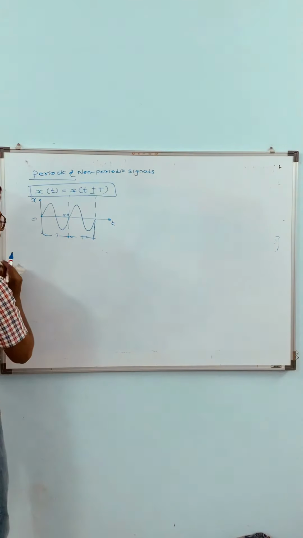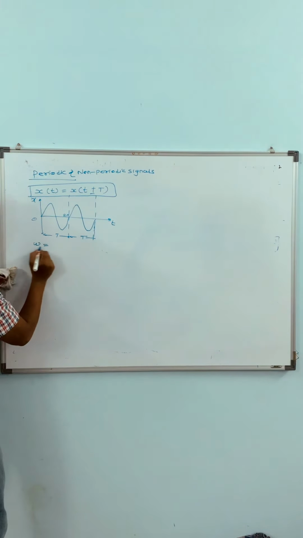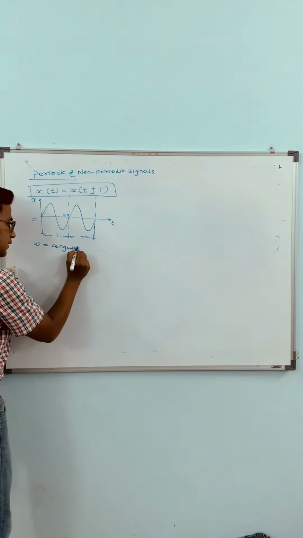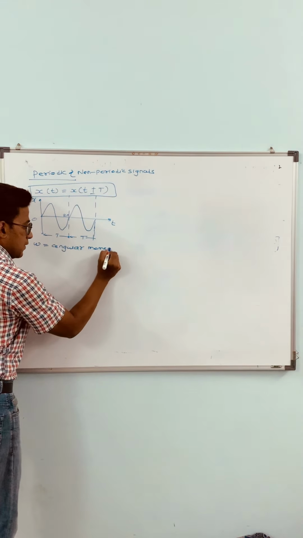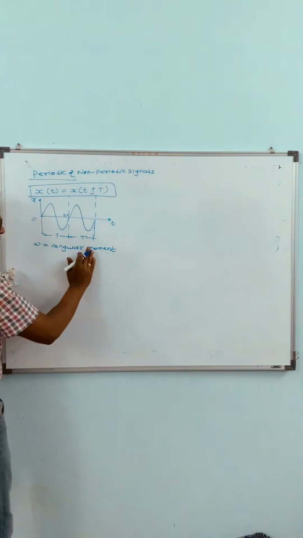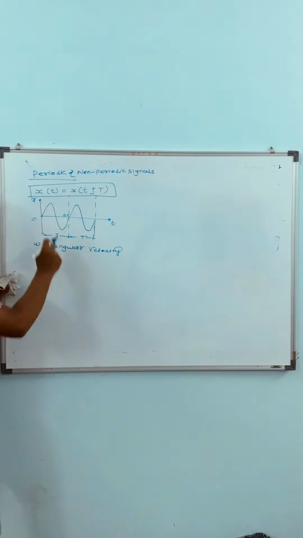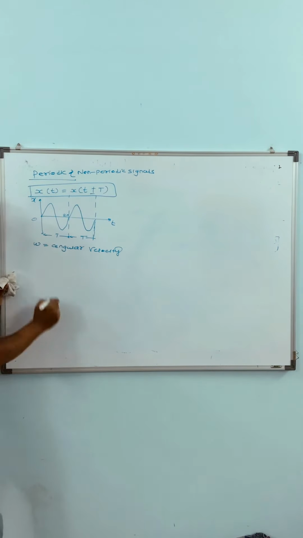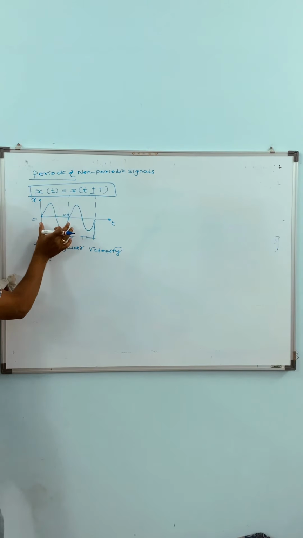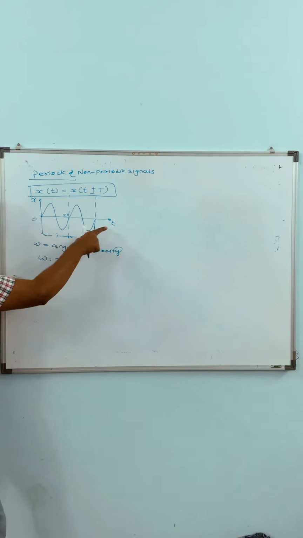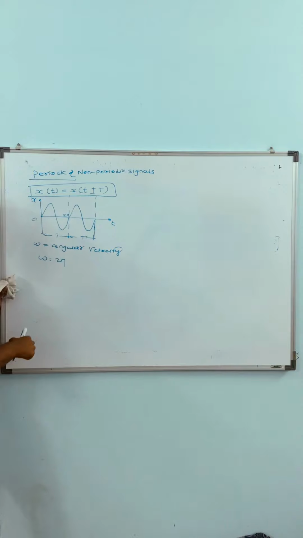It has its own angular movement, which is called omega, or you can say angular velocity. Whatever you call it, this is angular movement. Omega exists in the signal. I will write omega. Inside the omega, what are the parameters? 2 pi is there. I will write 2 pi. This omega is existing, and this 2 pi is also existing. The cycle is completed within a given time period.